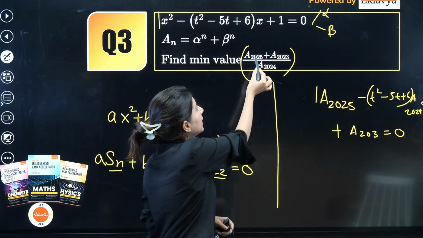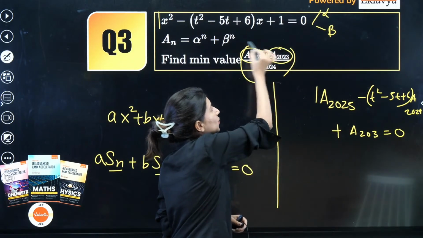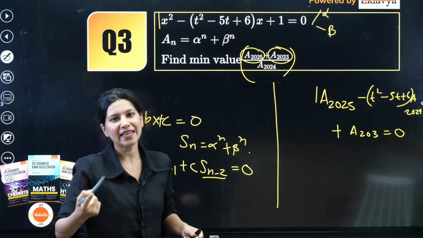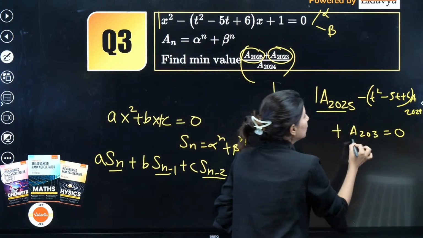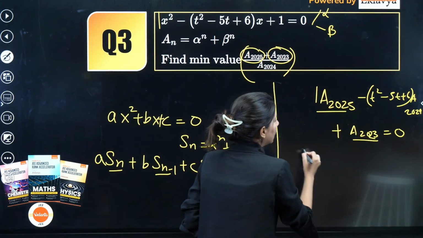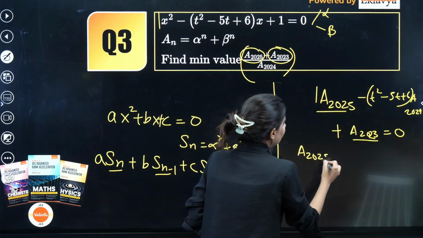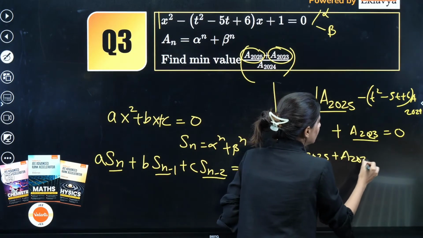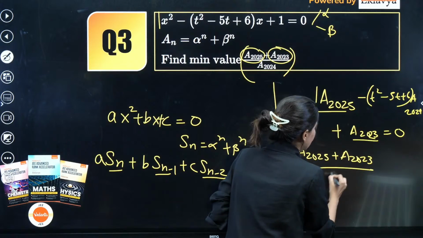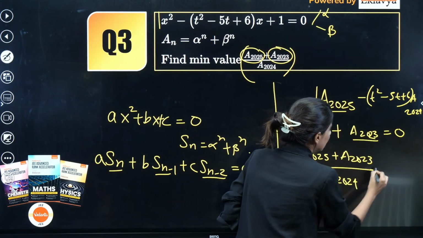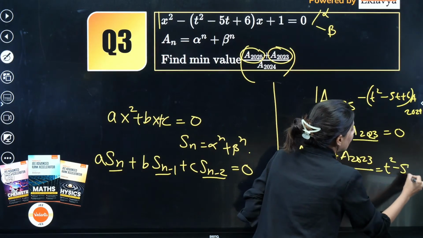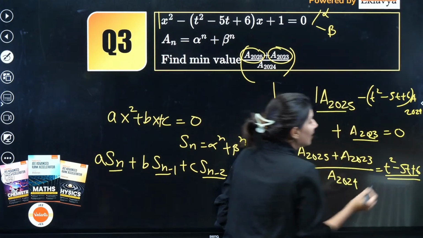We are looking for a2025 plus a2023. So the sum of these two will be what? a2025 plus a2023 upon a2024. Can you clearly see it is nothing but this very quadratic in t.